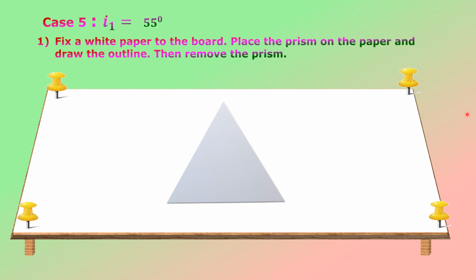Here the refracting surfaces are rectangular in shape. Now let us draw the boundary or outline of the prism. We get a triangle. Now let us remove the prism.